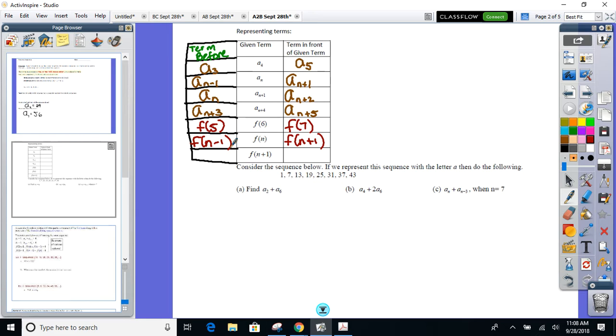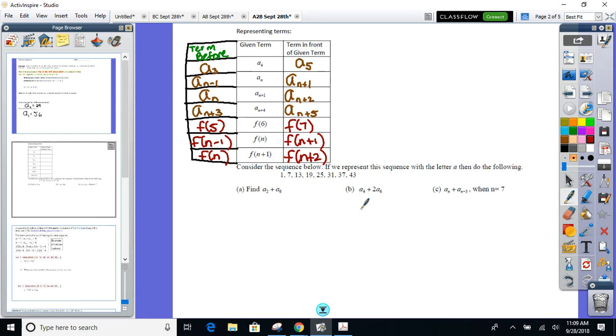And then go ahead, finish it off. If I have f of n plus 1, what's the next term? F of n plus 2. And how about the previous term? Just n. Okay, because we're going to see all this different notation here in a second.